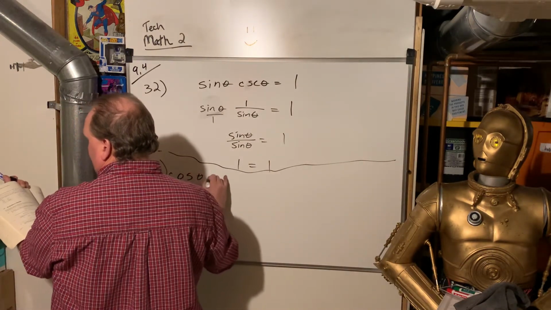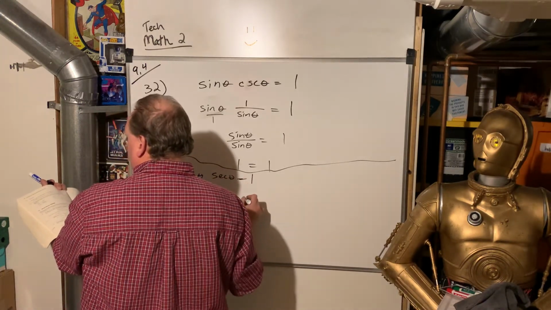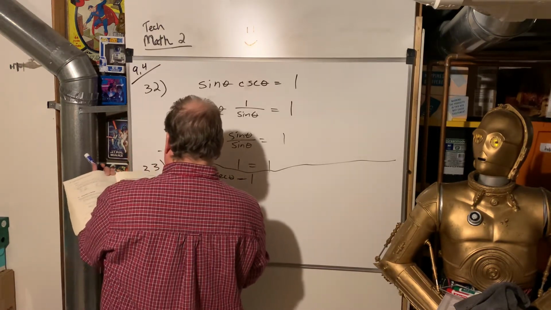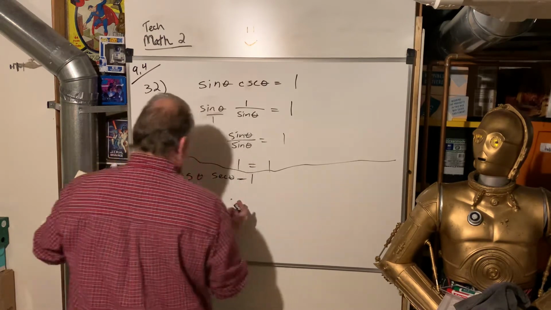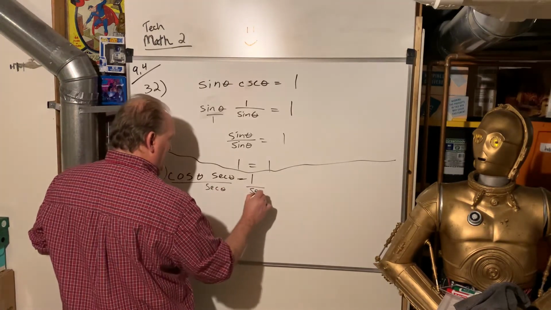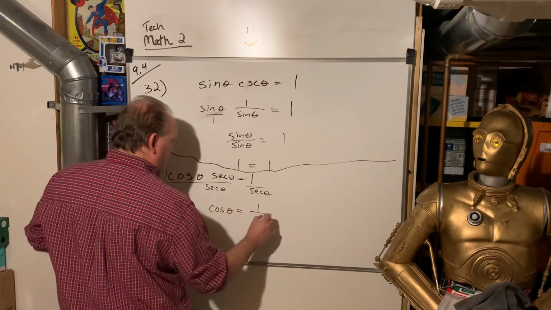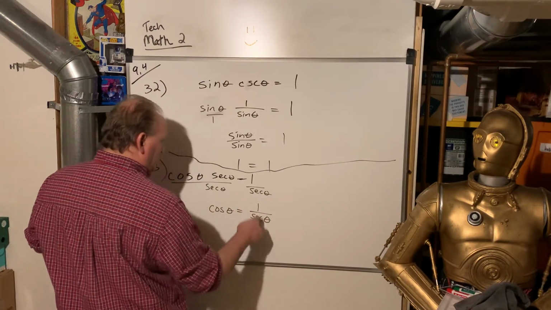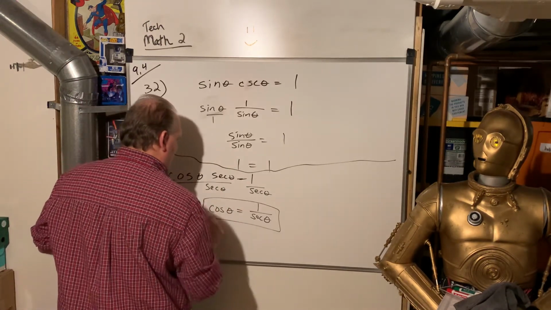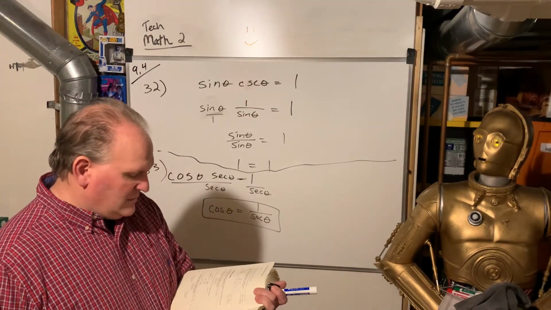So cosine theta secant theta equals 1. They want me to solve for cosine theta on that. All right. So then, this is kind of weird, but we divide both sides by secant theta, and then we just have cosine theta equals 1 over secant theta, which is actually cosine theta. If I simplified that all the way down, that would be cosine theta. I don't think they want us to simplify it. They just wanted us to get cosine theta by itself.